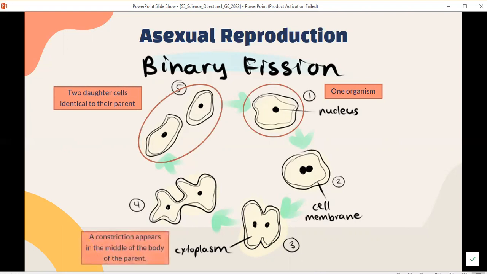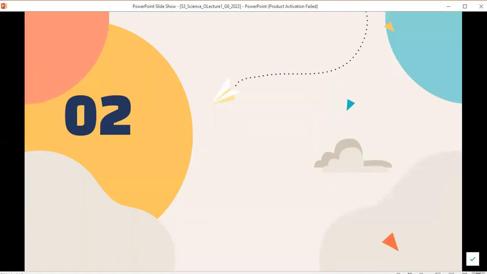During binary fission, the organism grows and then cross walls or a constriction appears in the middle to split the cell into two daughter cells. So one parent produces two daughter cells. Again, this is asexual reproduction since it requires the engagement of only one parent.